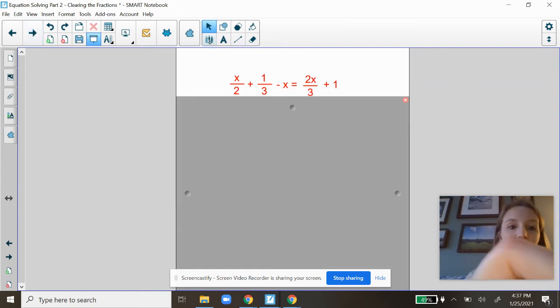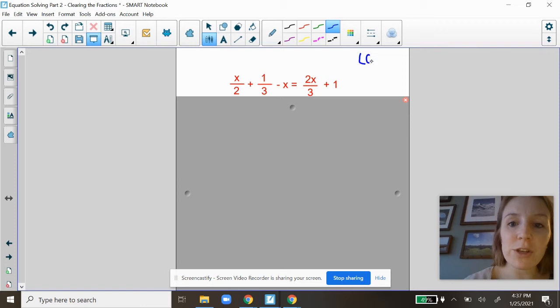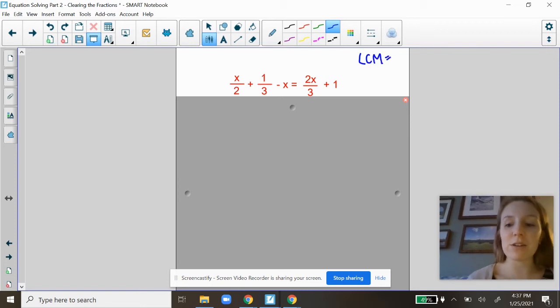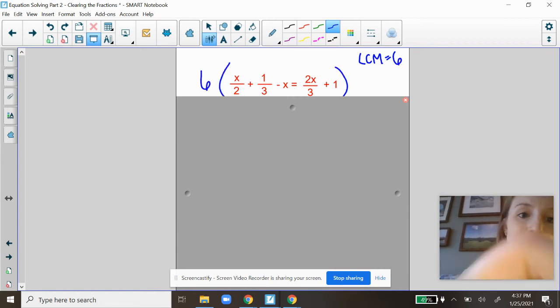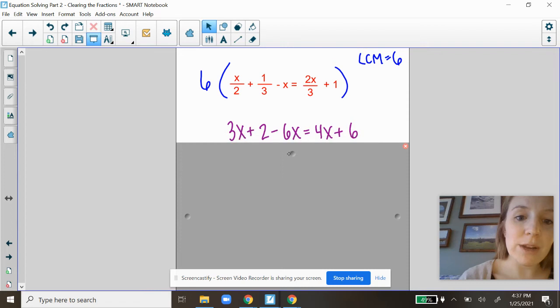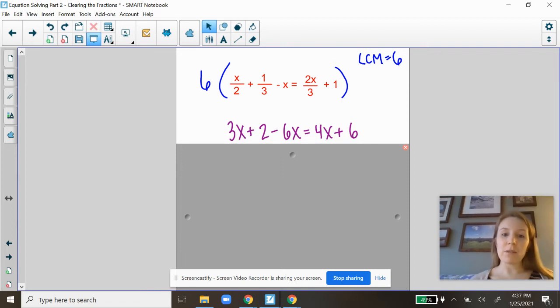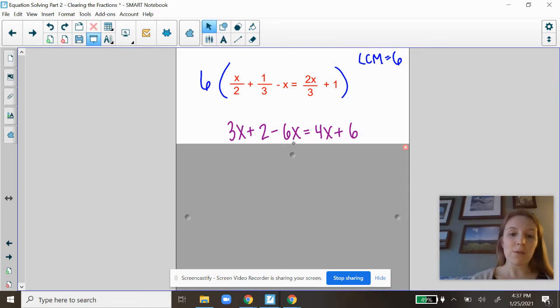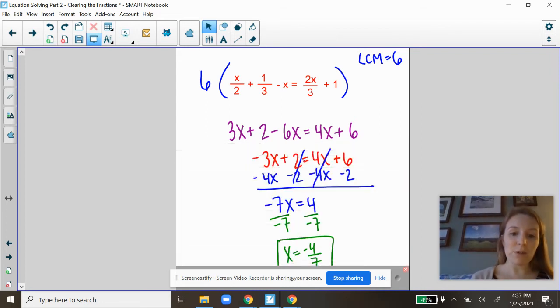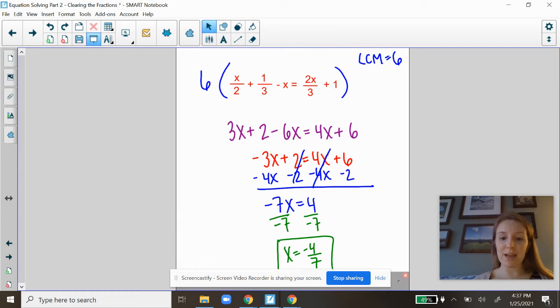Think about, what is my LCM going to be of 2 and 3? Pause your video here and try it. All right, you're back. Hopefully you multiplied everything by 6. When you did that, your resulting equation should have been 3x plus 2 minus 6x equals 4x plus 6. When you combine your like terms and do all of your work, you should end up with x equals negative 4/7. Feel free to pause the video here if you want to look through my work in a little bit more detail. All right, hopefully this is feeling good.